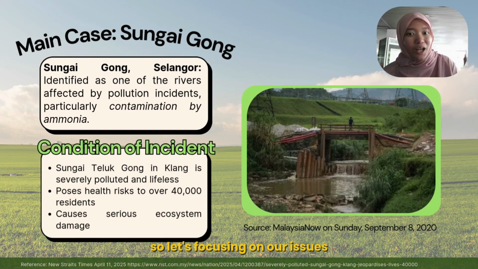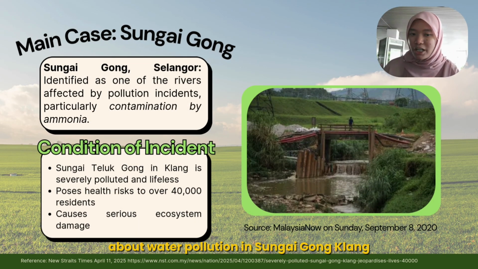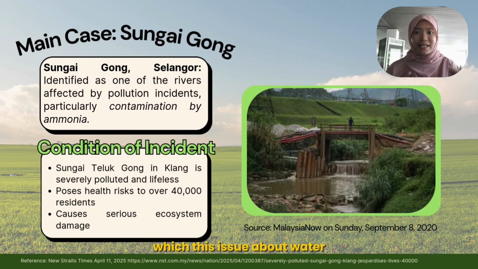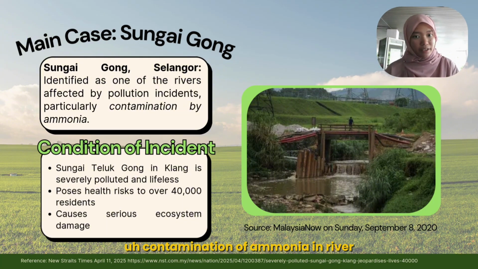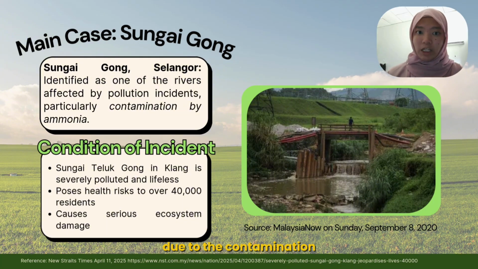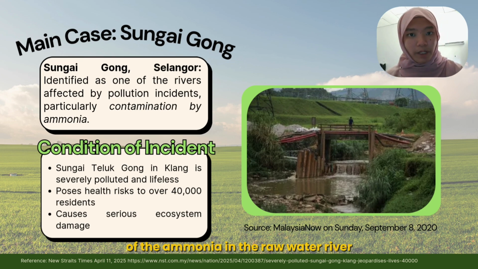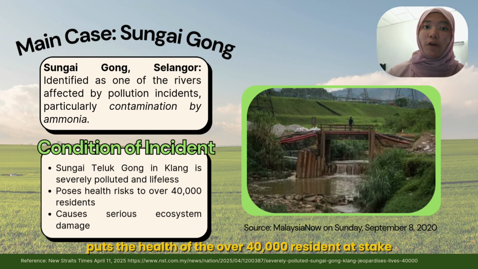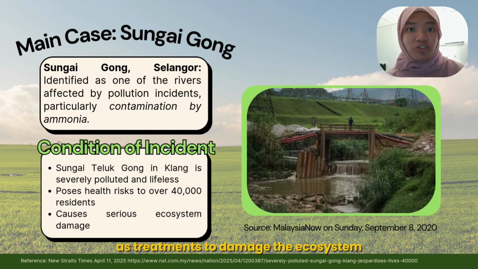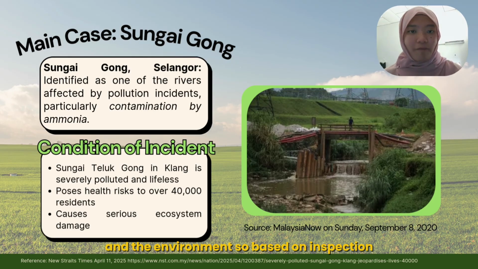So, let's focus on our issue about water pollution in Sungai Gong, Klang, which is about water contamination by ammonia in the river. The contamination of the raw river water with ammonia puts the health of over 40,000 residents at stake, as it threatens to damage the ecosystem and the environment.